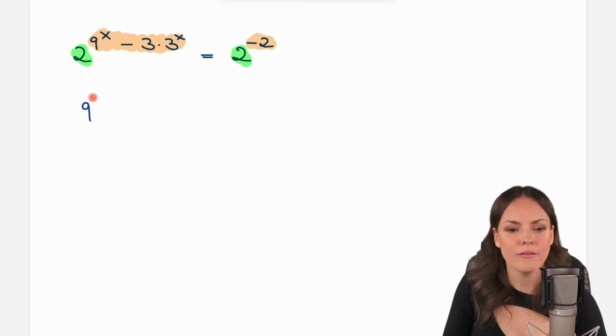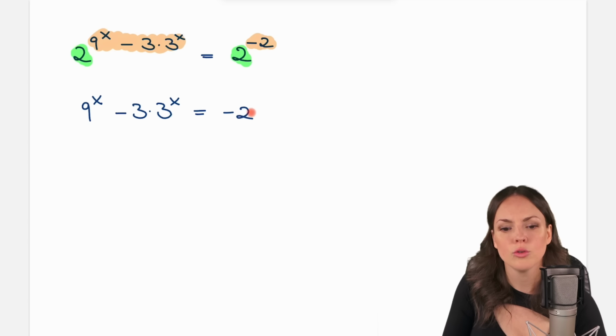So 9 to the power of x minus 3 times 3 to the power of x has to be equal to this orange thing to the negative 2. Okay, so this is our equation now, where we have 9 to the power of x minus 3 times 3 to the power of x equals negative 2.